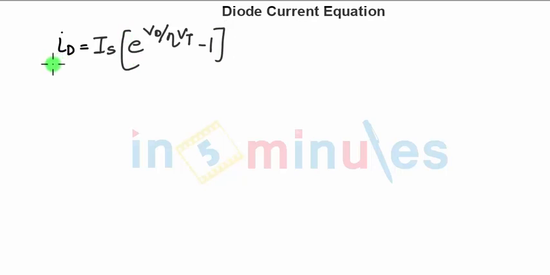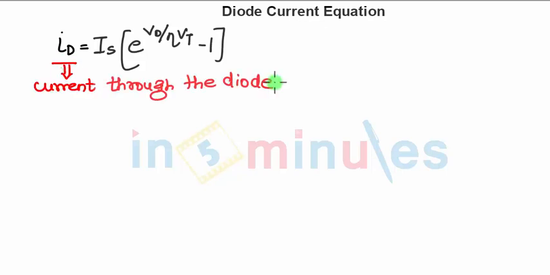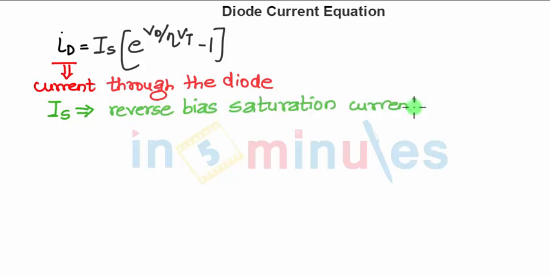ID is the current flowing through the diode. IS stands for reverse bias saturation current, and for silicon PN junctions, typical values of IS are in the range of 10 raised to minus 15 to 10 raised to minus 13 ampere. These are the typical values for the reverse saturation current in the silicon case.